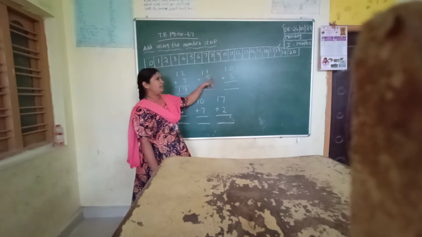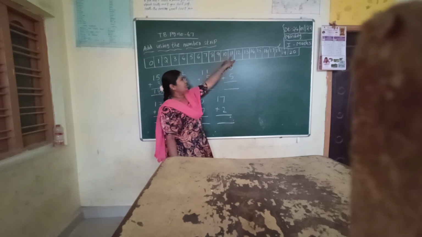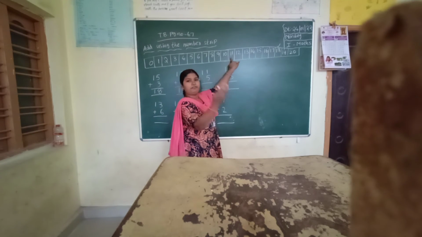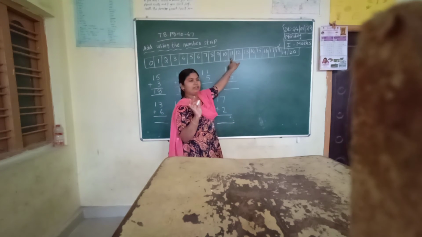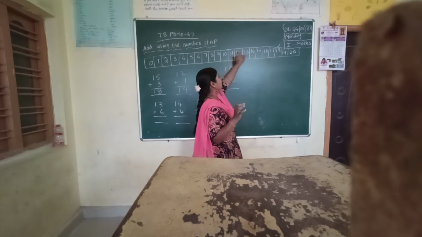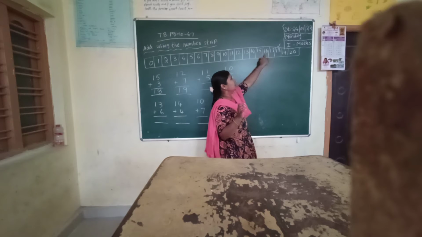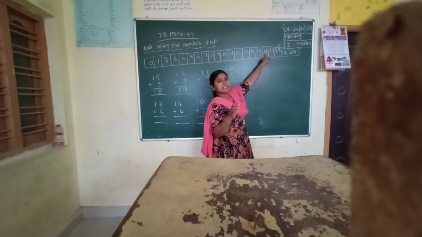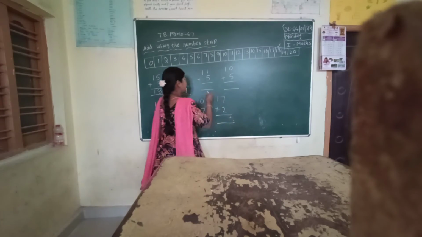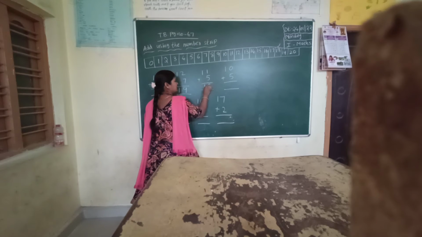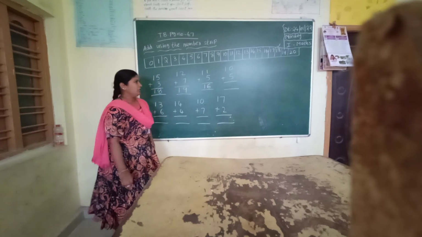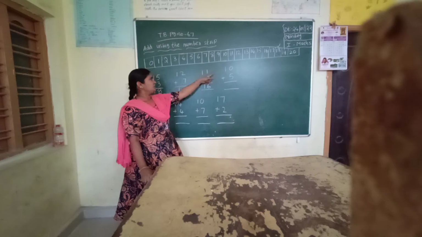11 plus 5. Observe where is the 11. Here. After 11 count 5 numbers. After 11, 1, 2, 3, 4, 5. What is your answer here? 16. Write 16 in the answer place. Okay, same like this. One more question.